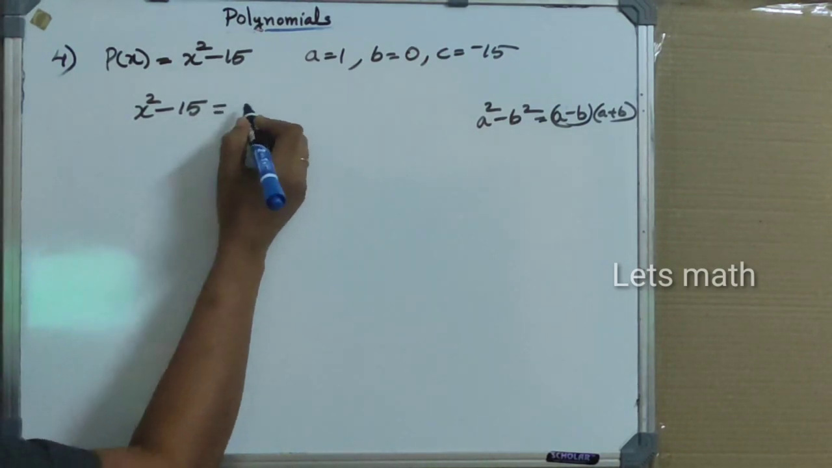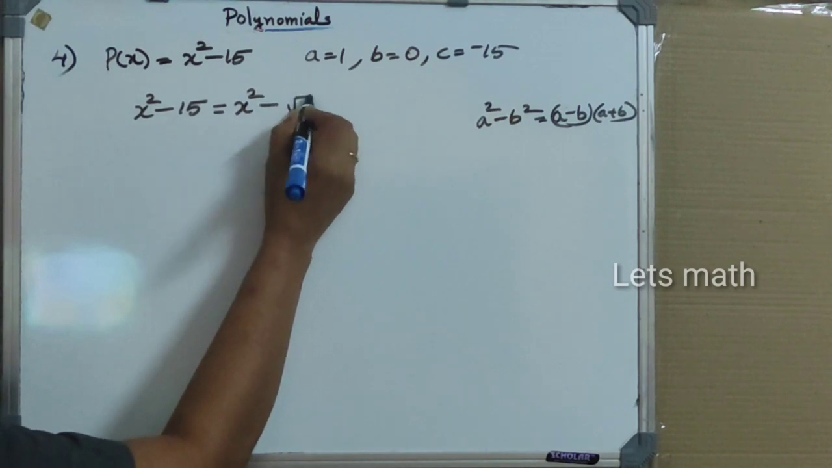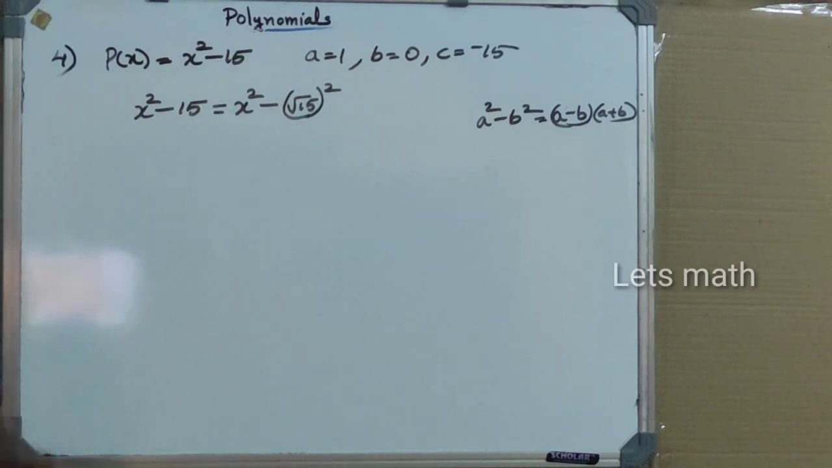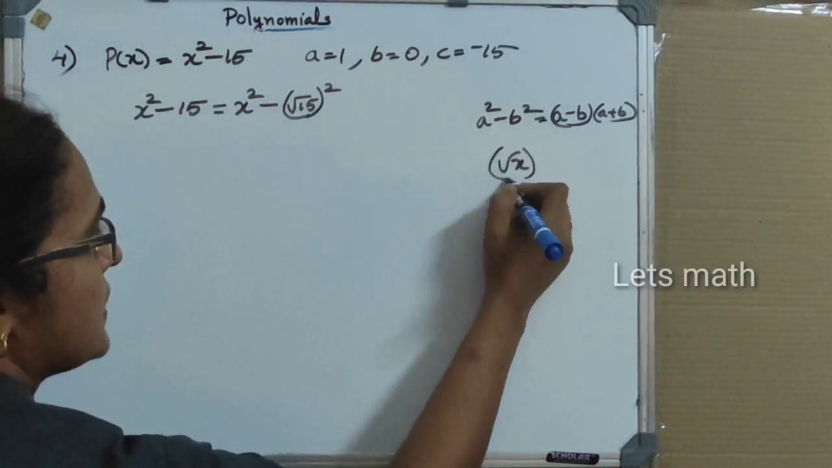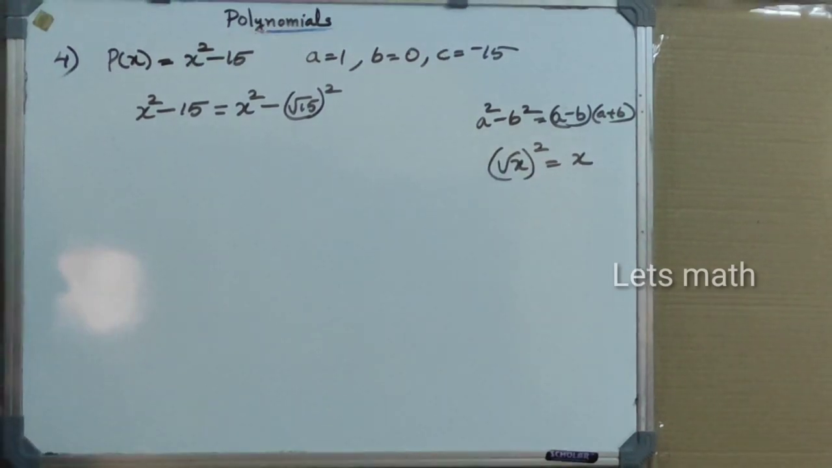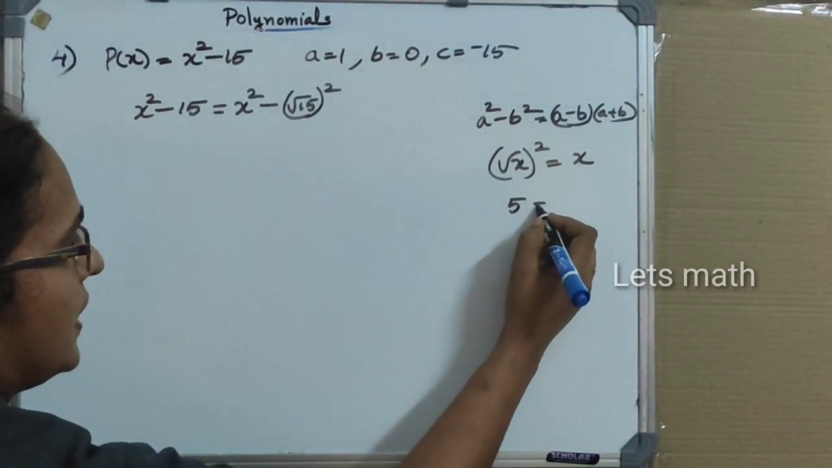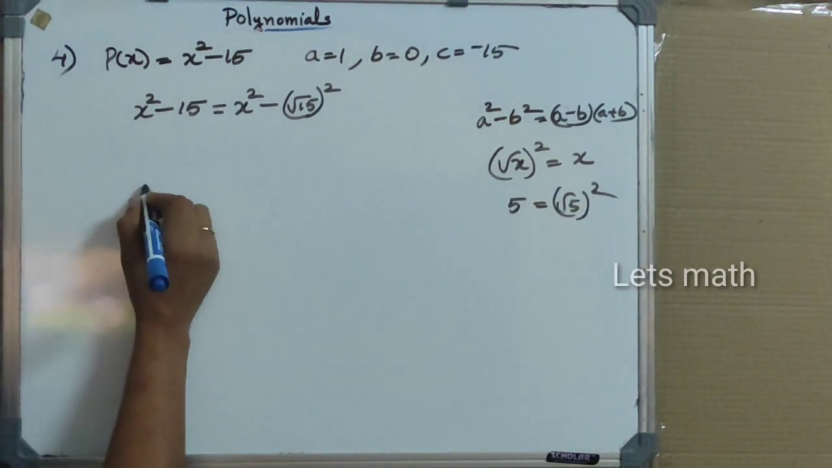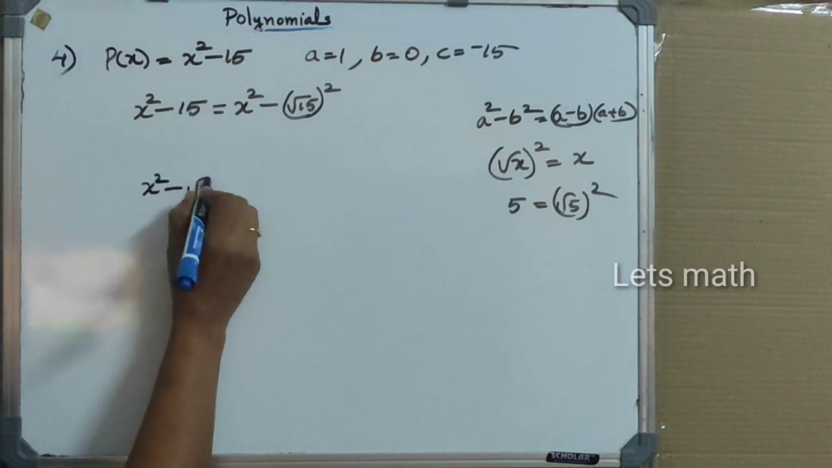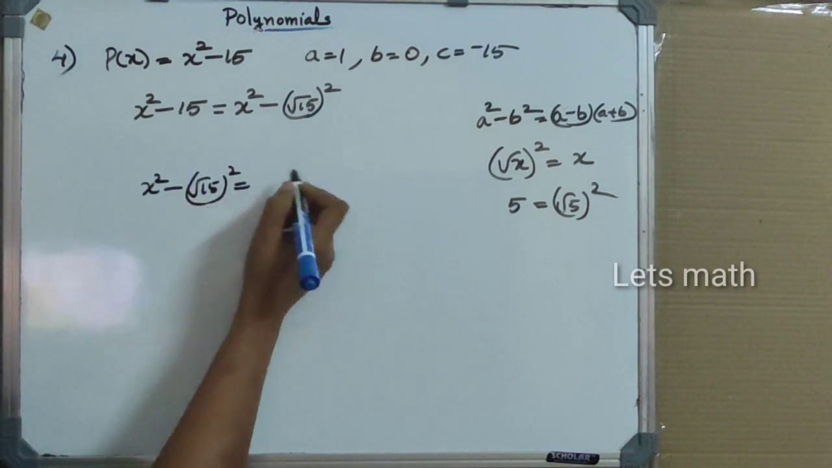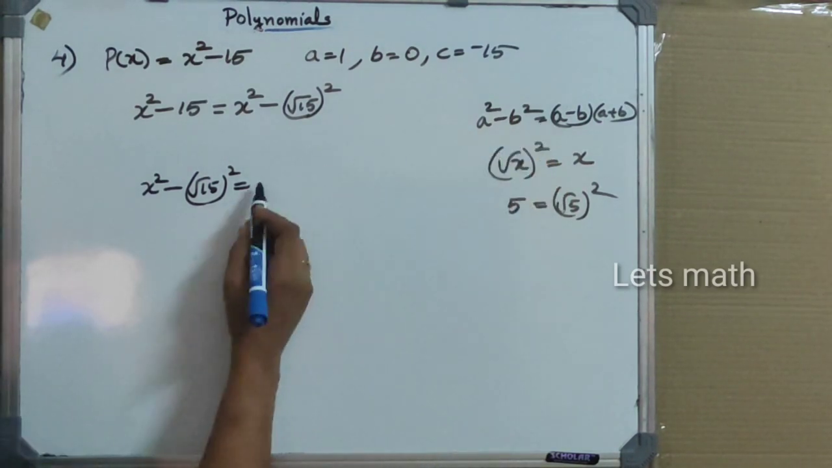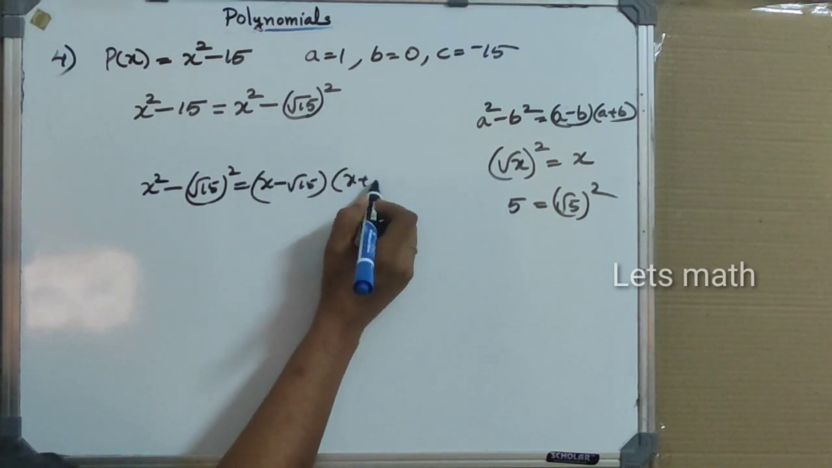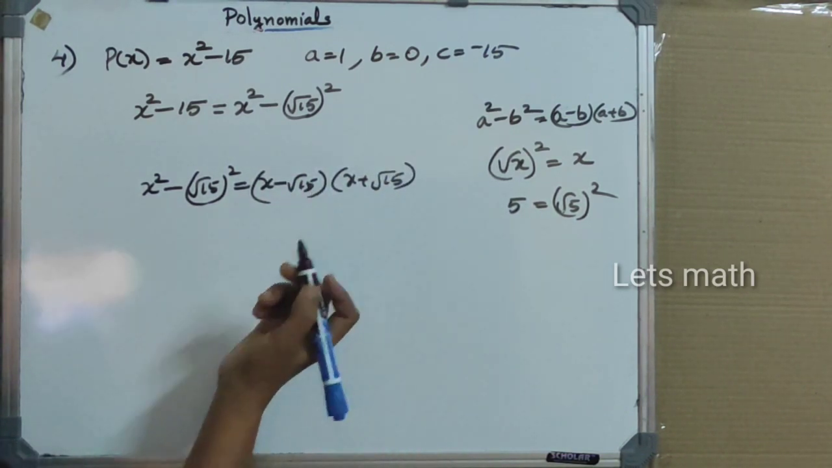Can you write this in the form of a square minus b square? Yes, this can be written as x square minus root 15 square. Root 15 square is 15, because root x the whole square is x. So if it is 5, we can write it as root 5 square. Here we have x square minus root 15 the whole square. Now we come to the form: x minus root 15 into x plus root 15.